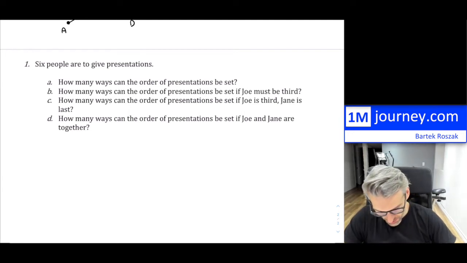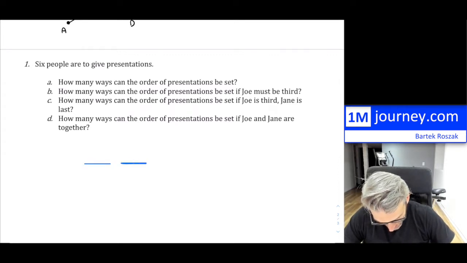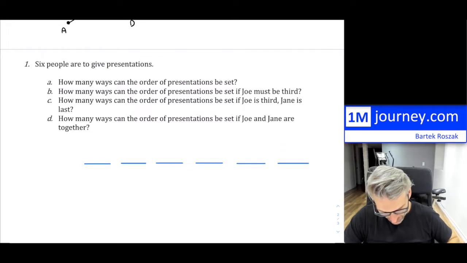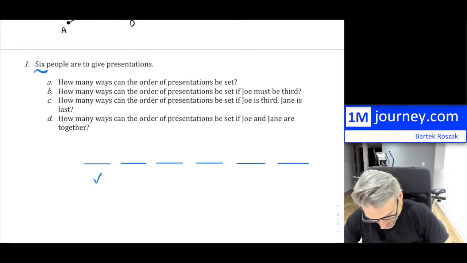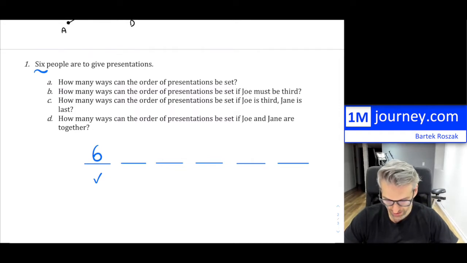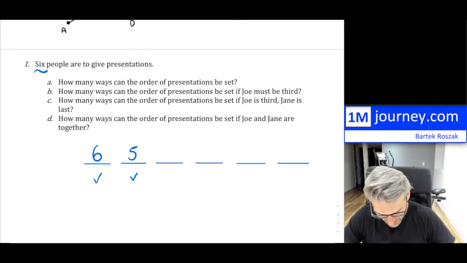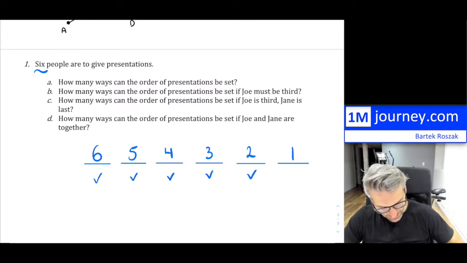Well, if you have 6 people, order certainly does matter. So let's say 1, 2, 3, 4, 5, and 6. And now in order to rearrange this, you may remember, if you have 6 people, in the first spot you have 6 choices to pick from. Then you have 5 remaining people, so 5 remaining choices in the second spot, 4 remaining choices, 3 remaining choices, 2 remaining choices, and then only 1 at the end.